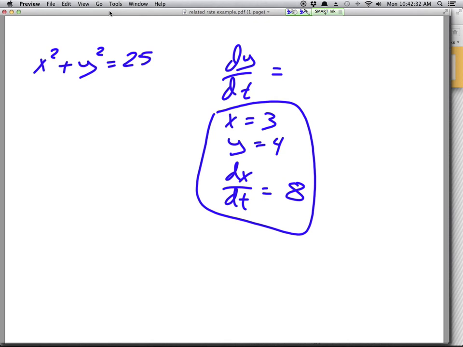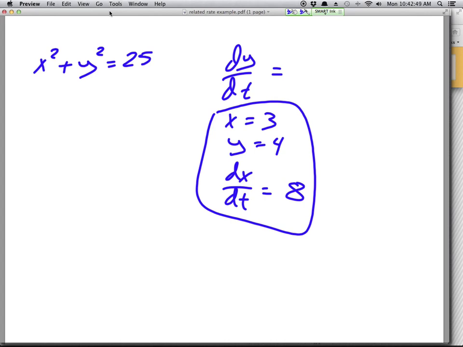The rate of change of x with respect to time. The change in time. That's what dx/dt is. It's the rate of change of x with respect to time. So dy/dt is what?